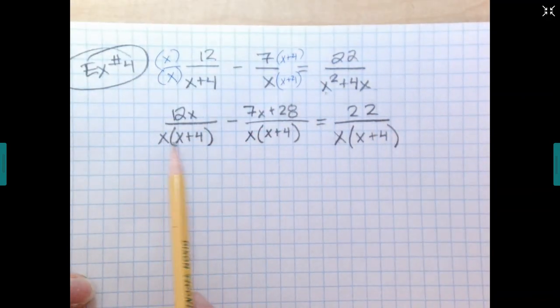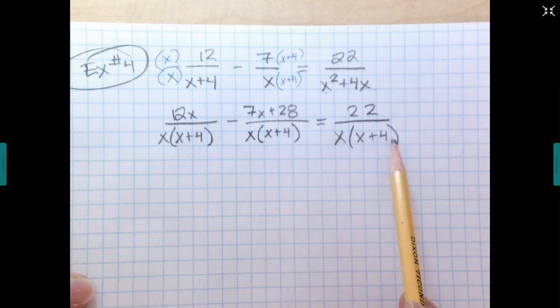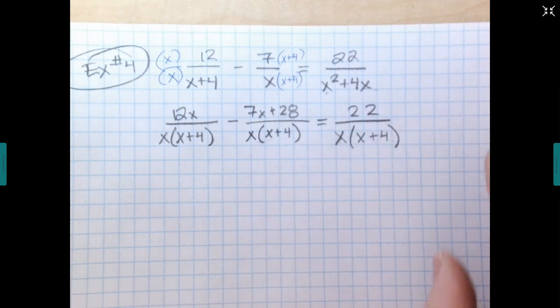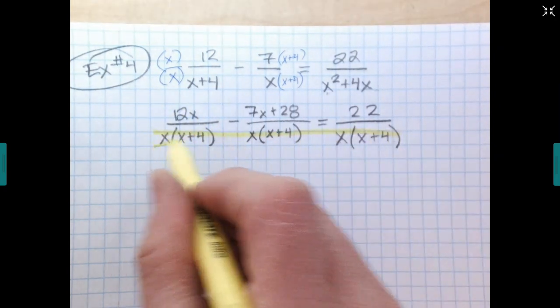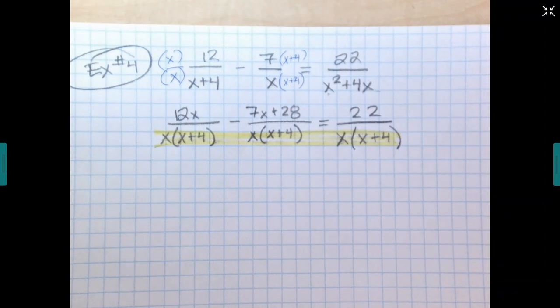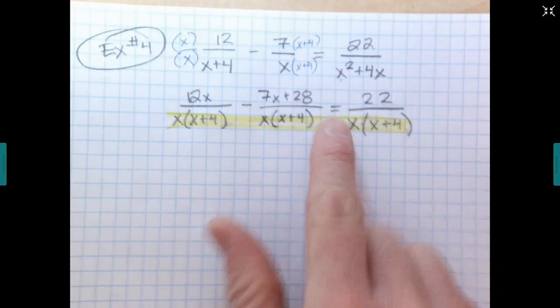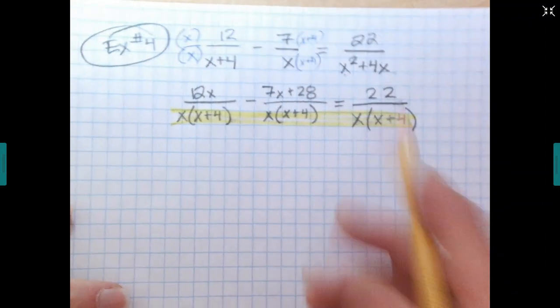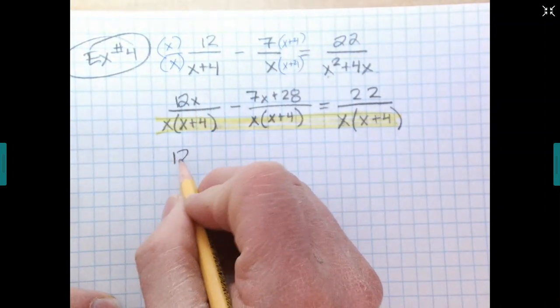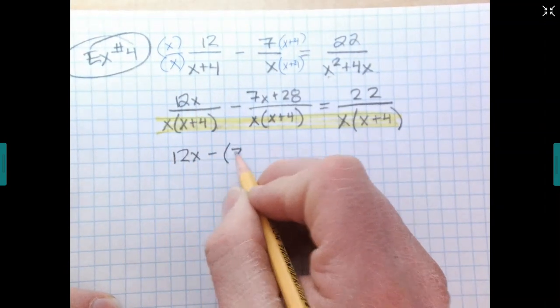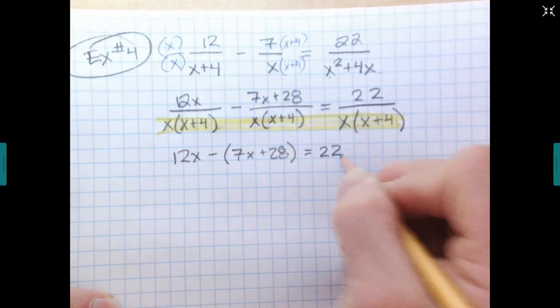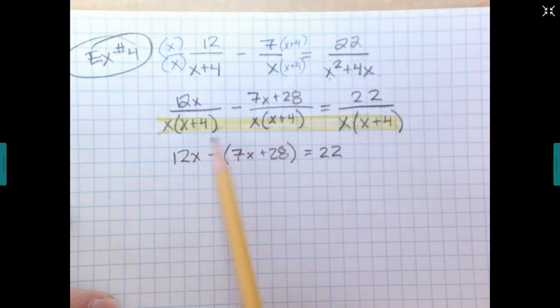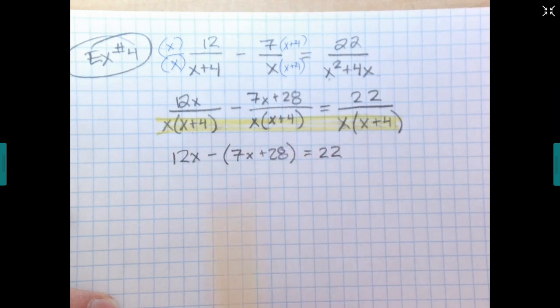Look at x plus 4. x times x plus 4. x times x plus 4. When you have a common denominator on both sides of the equation, you can just ditch it. So now we have 12x minus 7x plus 28 equals 22. So I just got rid of the whole denominator because it's all the same.